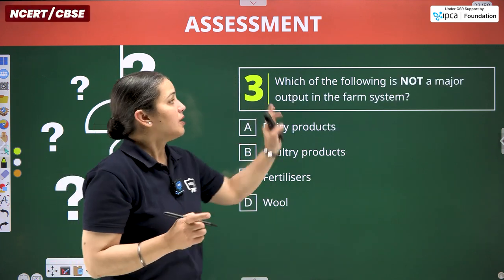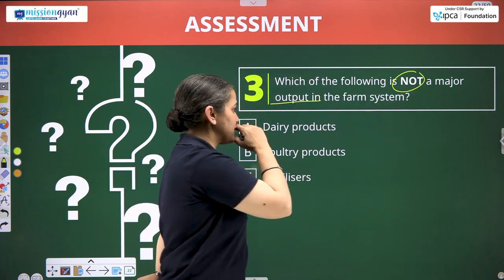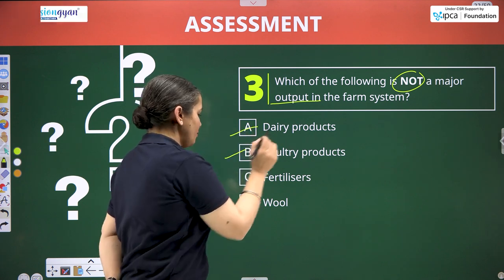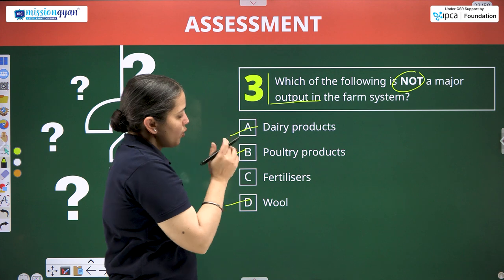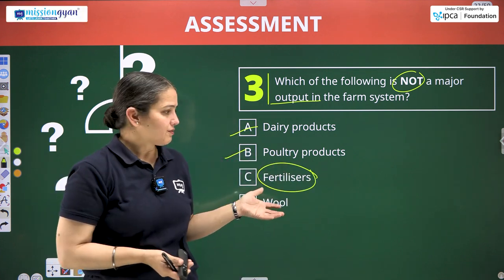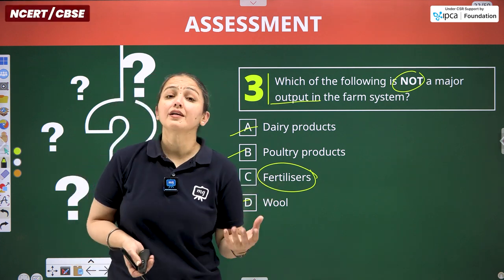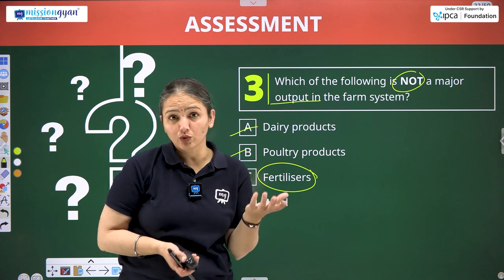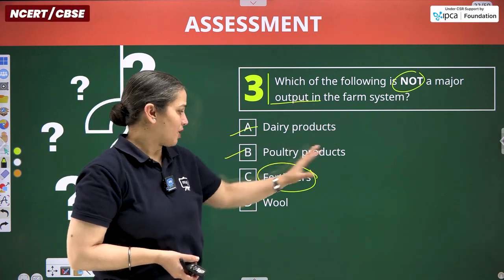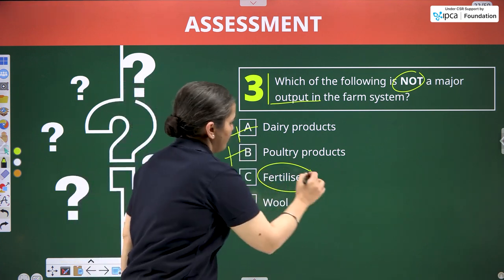Last question for the day. Which of the following is not a major output in the farm system? Dairy products, poultry products, then wool. So don't you think so? Fertilizer is an input. Thereafter only we can get a good yield, because fertilizers increase the growth potential of the seed. So this is the output, this is the output, this is the output, this is the input part. So our answer will be this one.